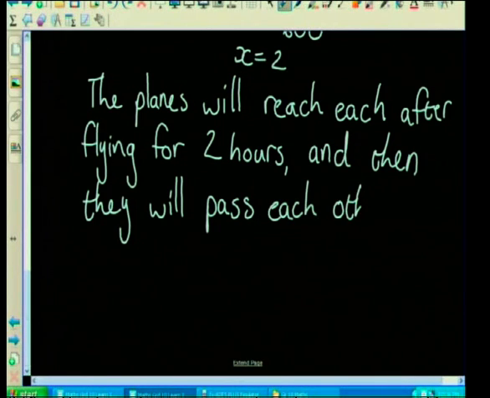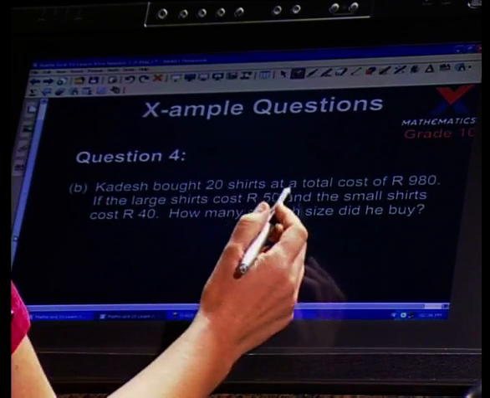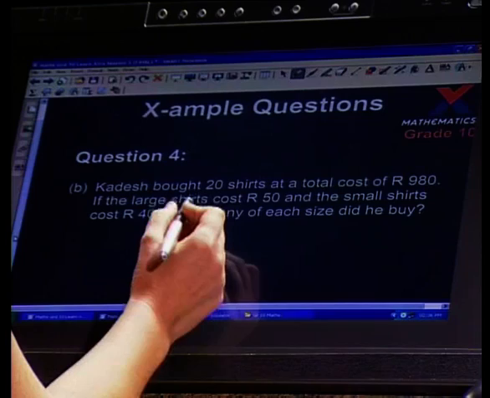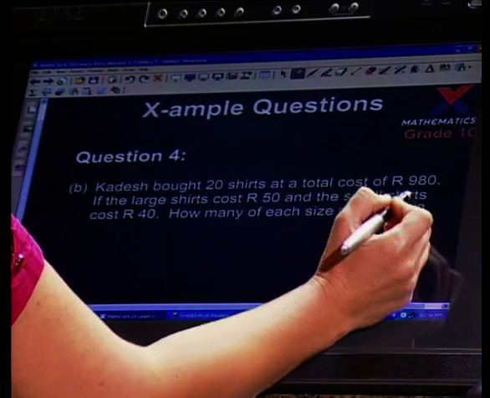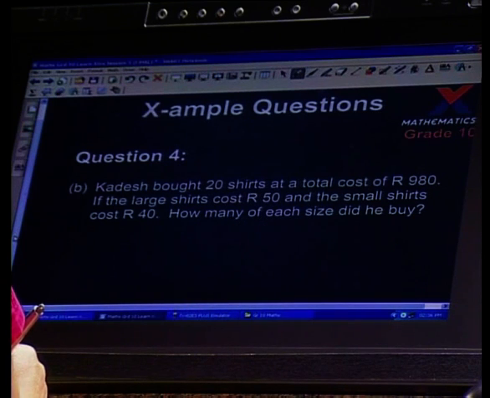Okay. Well, there we go. Well, that was pretty easy. Let's move on to the next question. Question 4. Kadesh bought 20 shirts at a total cost of 980 Rand. If the large shirts cost 50 Rand and the small shirts cost 40 Rand, how many of each size did he buy?